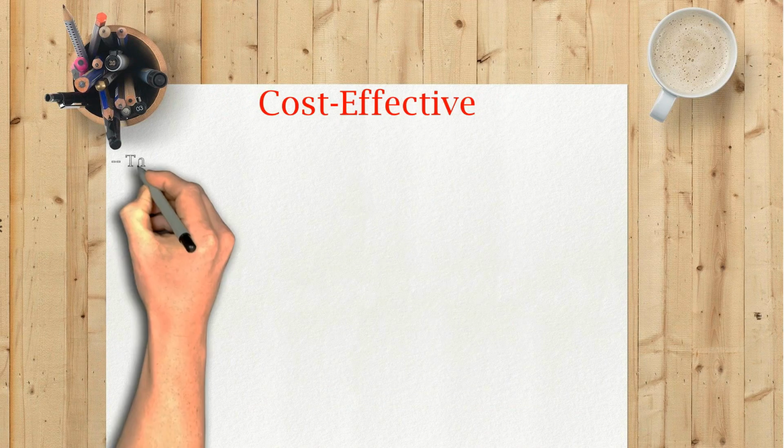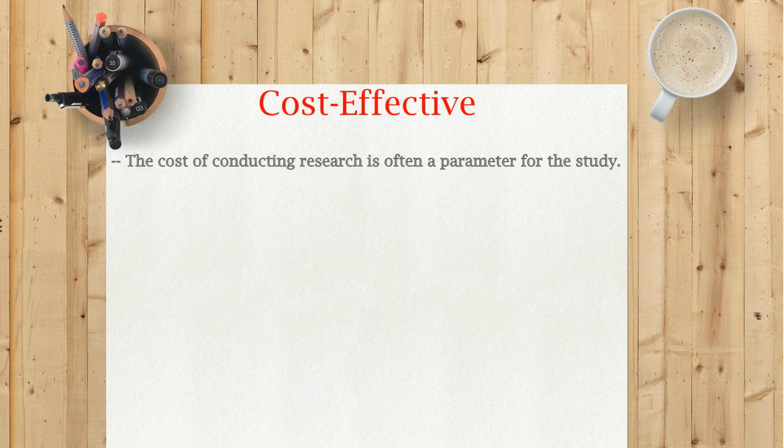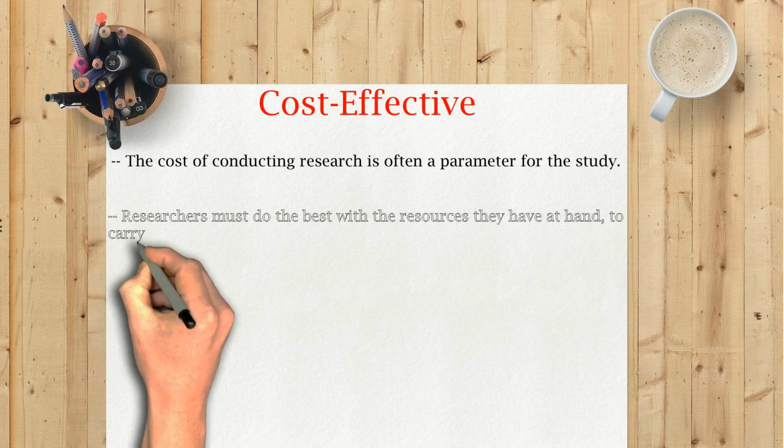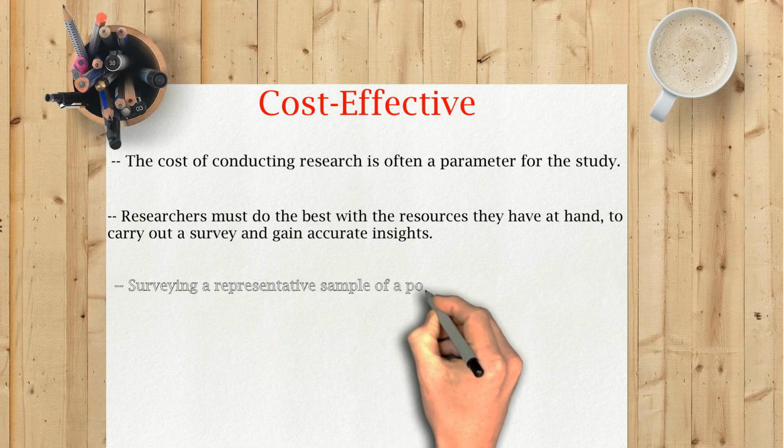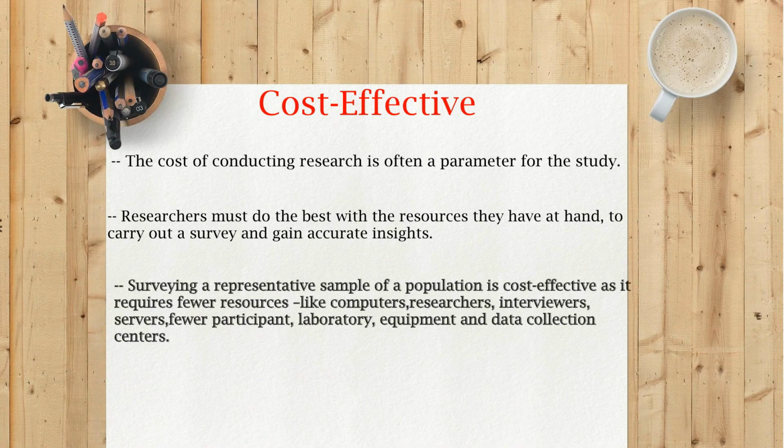Cost-effective. The cost of conducting research is often a parameter for the study. Researchers must do the best with the resources they have at hand to carry out a survey and gain accurate insights. Surveying a representative sample of a population is cost-effective, as it requires fewer resources, like computers, researchers, interviewers, servers, fewer participants, laboratory, equipment and data collection centers.